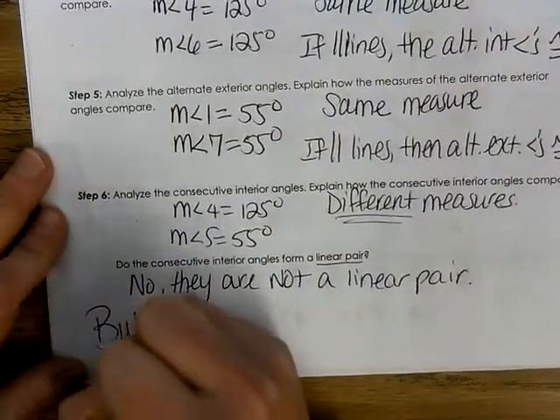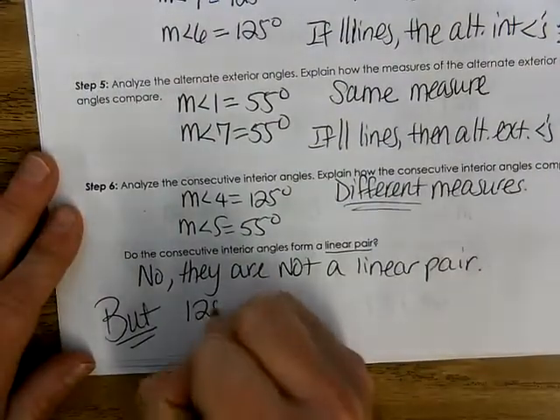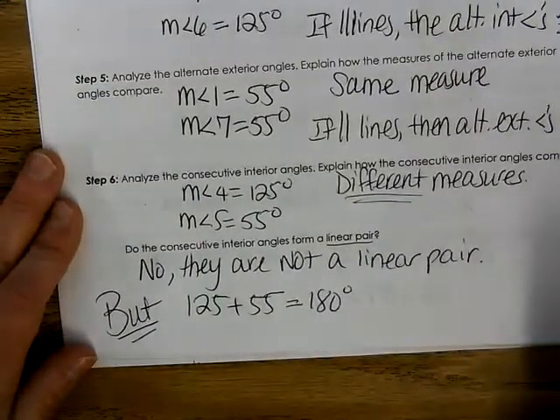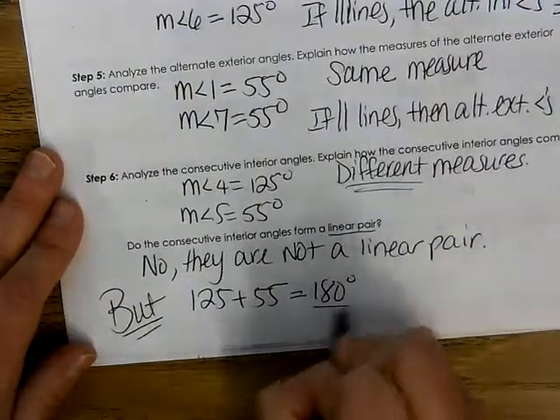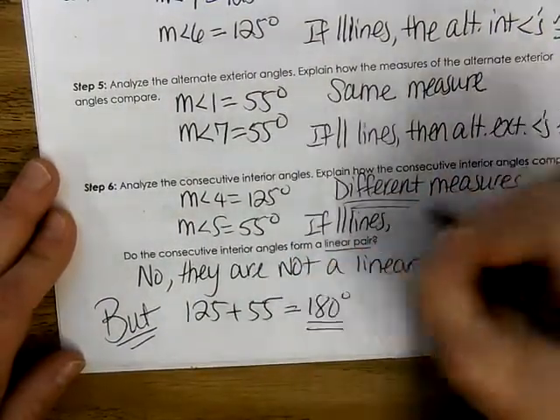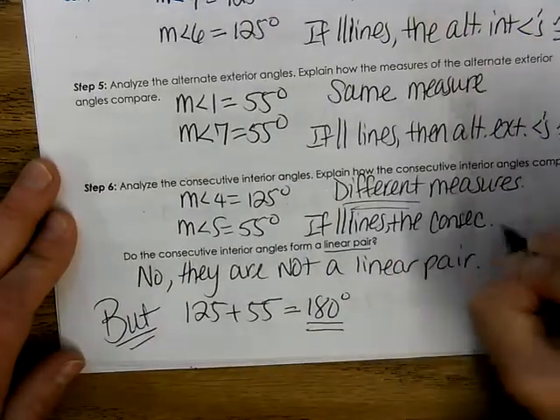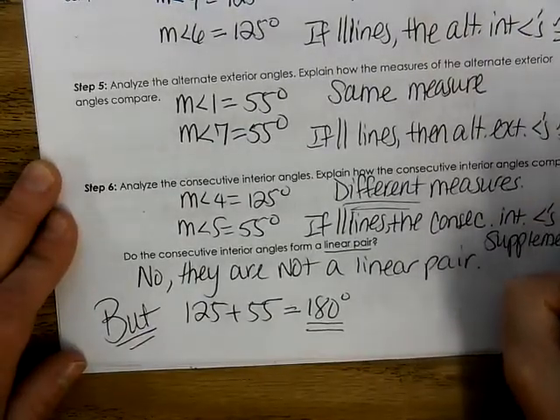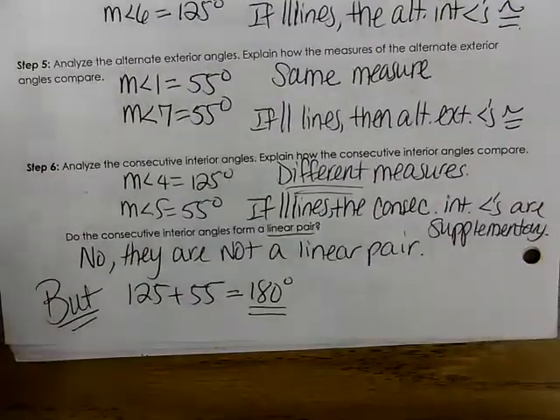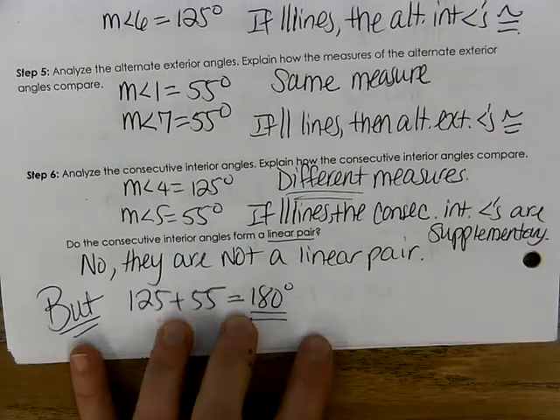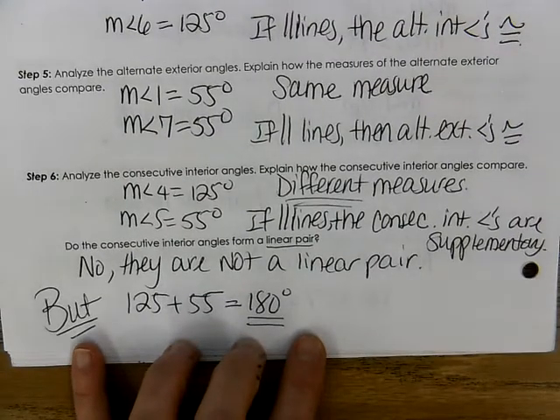But are they supplementary? Well, what's 125 plus 55? 125 plus 55 is equal to 180 degrees. So although they have different measures, those measures have a relationship. That means that if you have parallel lines, then consecutive interior angles are supplementary. So consecutive interior angles are the only angles that are always going to have a different measure. But if you know that you have parallel lines, then consecutive interior angles will add to equal 180 degrees.